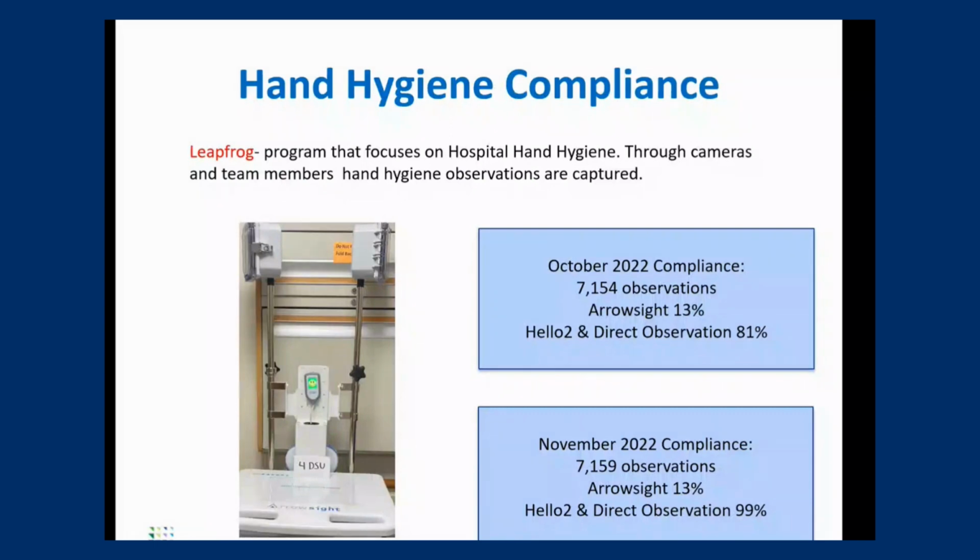So to increase our compliance, we have a good relationship with infection prevention. We have these leapfrog monitors that you might have seen on some of your units. These have cameras on either side, placed in the hallways, that are watching hand hygiene through both sides of the hallways. So here we just have our compliance from this past October and November. We were at a little over 7,000 observations with our sites at 13%. But then we also had direct observations that were good, at 81% and 99% for November.